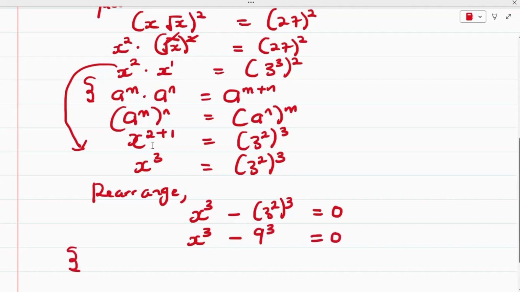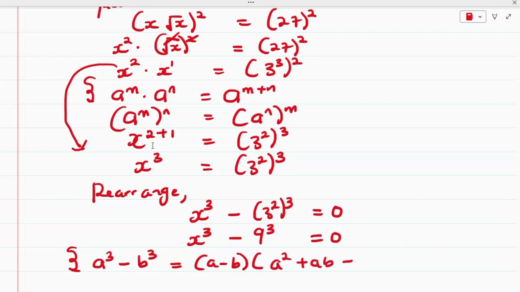So we want to simply apply the difference of cubes formula that says if we have a raised to the power of 3 minus b raised to the power of 3, this is equal to a minus b multiply a square plus ab plus b square. So we want to apply this formula and we have that a is equal to x and b is equal to what? 9.